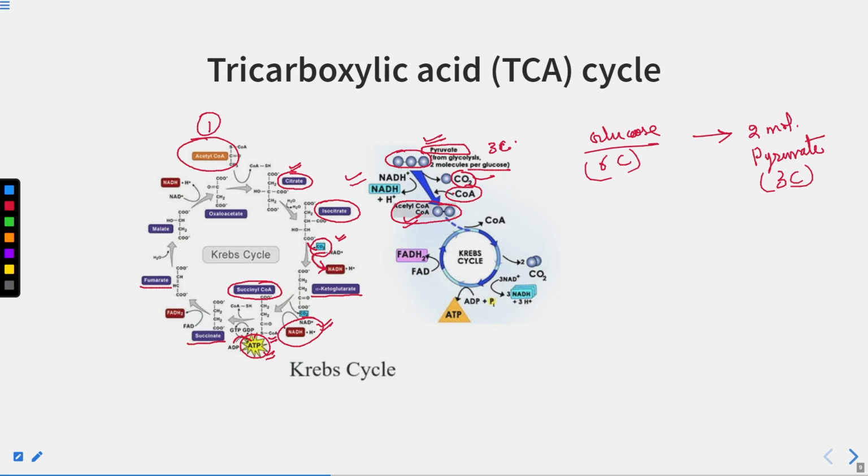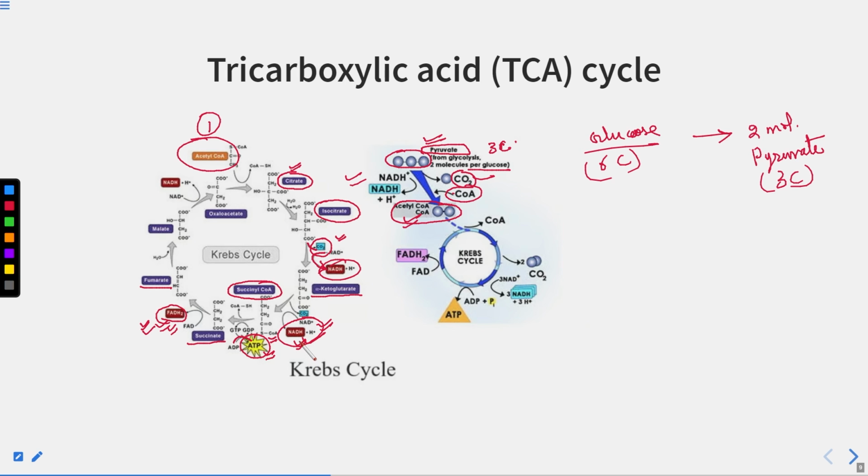Succinate changes to fumarate by forming FADH2. Now these FADH2, these are the reduced coenzymes. FADH2 and NADH2 are very, very important because they will enter the electron transport chain and form ATP. So these are actually the energy.